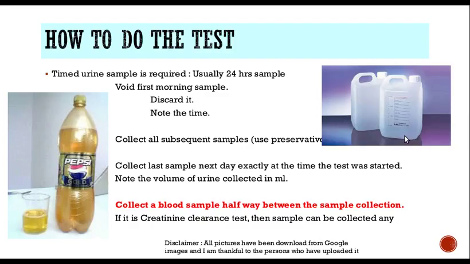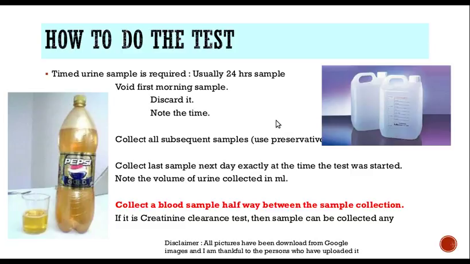Right, how do we do the test? We need a timed urine sample. Usually a 24 hour urine sample is collected. Now, how do we advise the patient? We tell the patient that at 8 o'clock void out whatever urine is present and discard it. After that, note the time and then start collecting the sample. All the samples of urine throughout the day should be collected. We use a preservative to prevent bacterial contamination.